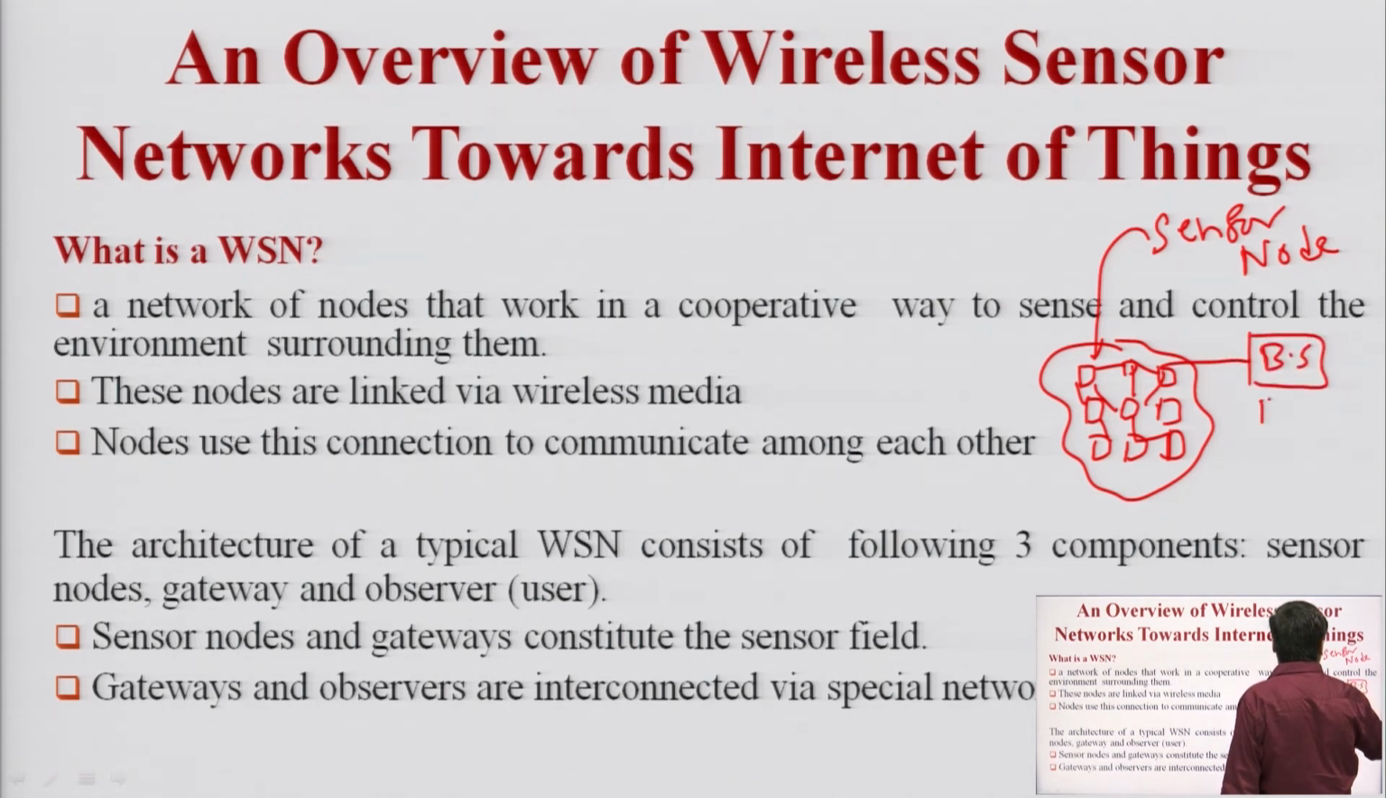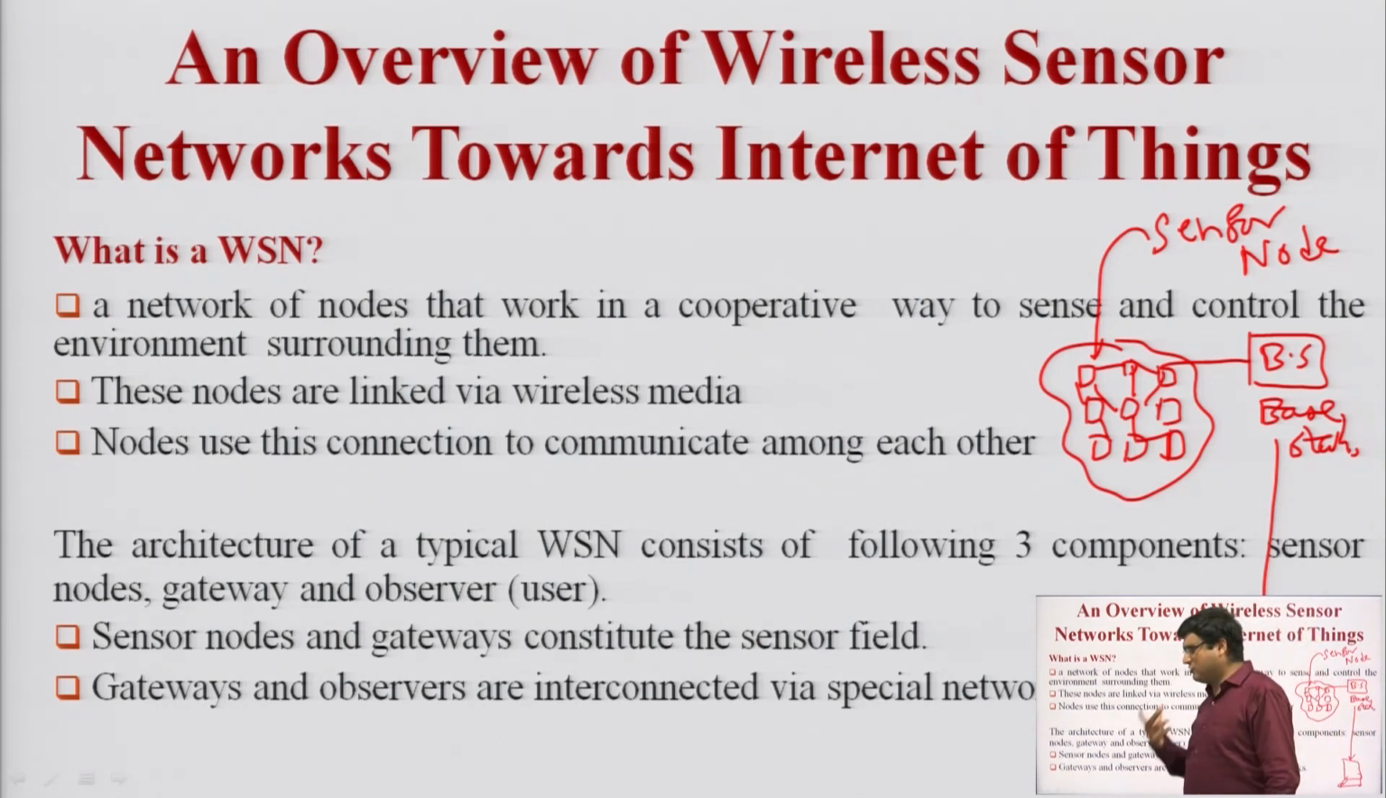BS means base station, that is a master station that is controlling the things, and through this base station we are connected with the computer, that is, the user is connected through this, okay. So, sensor nodes have a control unit, etc.